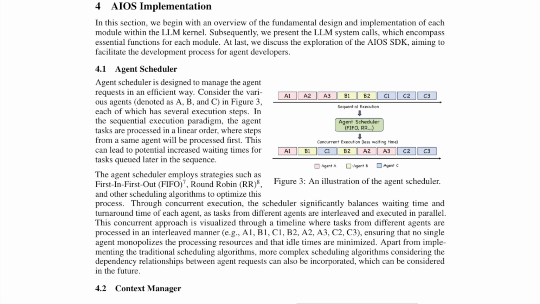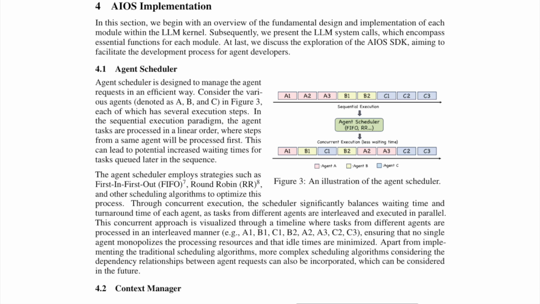The agent scheduler employs strategies such as first in, first out, round robin, and other scheduling algorithms to optimize this process. Through concurrent execution, the scheduler significantly balances waiting time and turnaround time of each agent, as tasks from different agents are interleaved and executed in parallel. This concurrent approach is visualized through a timeline where tasks from different agents are processed in an interleaved manner, ensuring that no single agent monopolizes the processing resources and that idle times are minimized.